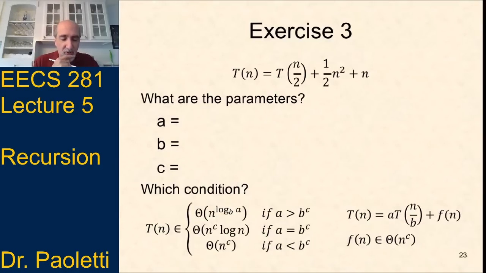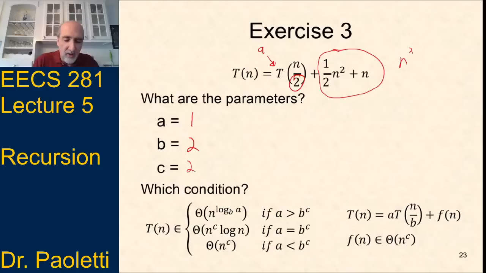Okay, so let's look at this one. A is out front here. If there's nothing out front, then A must be 1, because we didn't multiply T by anything. Then B is in the bottom there, so B is equal to 2. And C is the order of this polynomial. This is an n squared polynomial, so C is equal to 2. So how is A related to B to the C power? We've got 1 and 2 squared, so 1 is less than 4. That tells us we're in the third case.